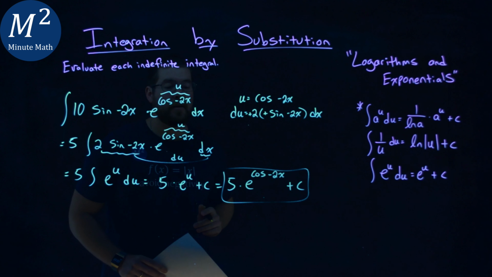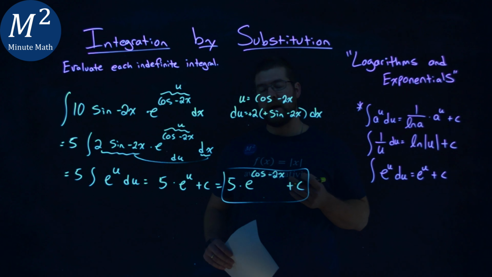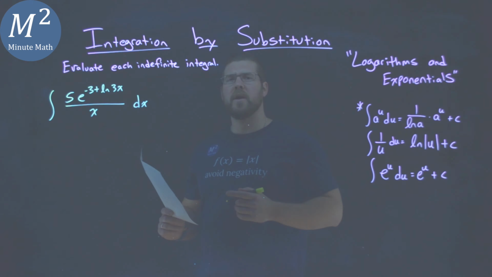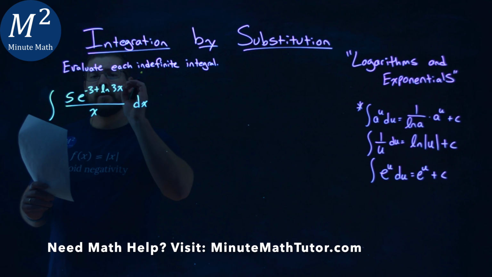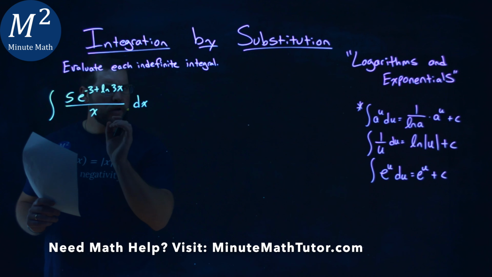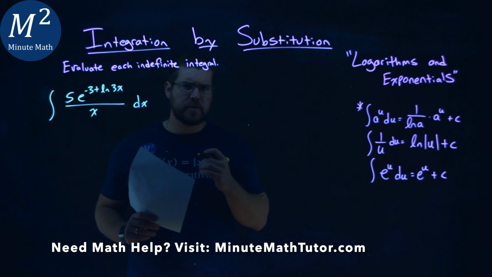So again, my final answer here, not too bad, 5 times e to the cosine of negative 2x power plus c. We're given this problem right here, the integral of 5 times e to the negative 3 plus natural log of 3x power all over x dx, and we have to evaluate this indefinite integral.